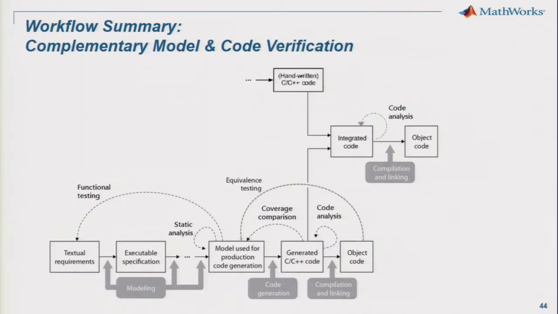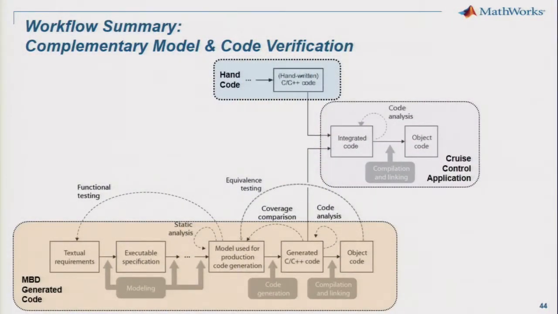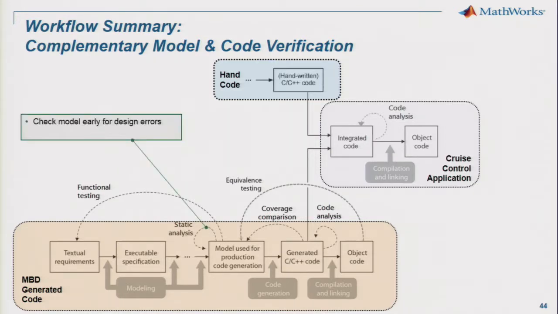Okay, so now we just kind of want to summarize what we've gone through here. So at the bottom, we have our MBD generated code workflow. And then at the top, we have just a small snippet of the hand code workflow. And then we have our integrated code, let's say, that we actually created the cruise control application. Yep. And so now when we look at some of the checks we did, in the center there, that's the model that we actually use for production code generation.